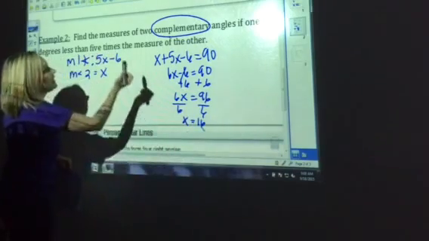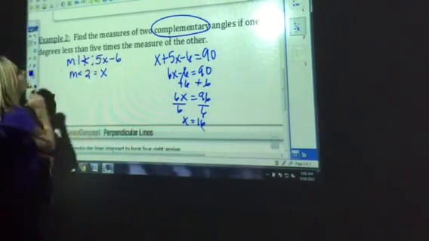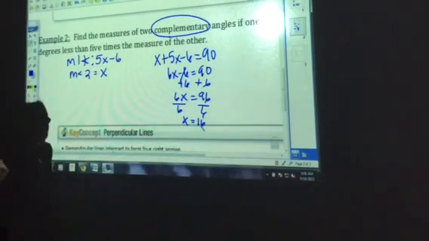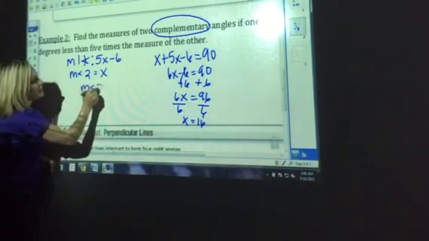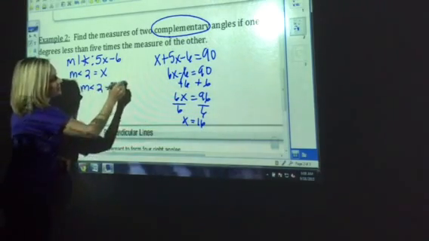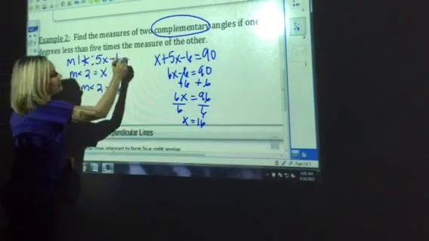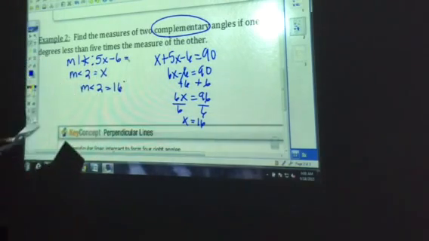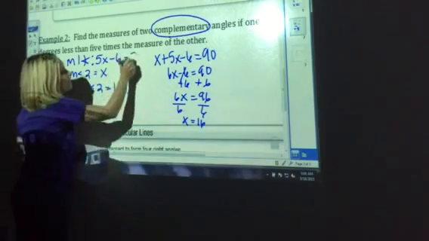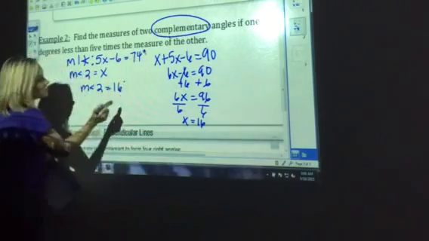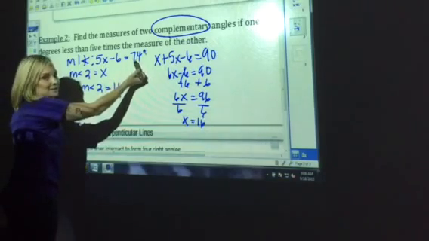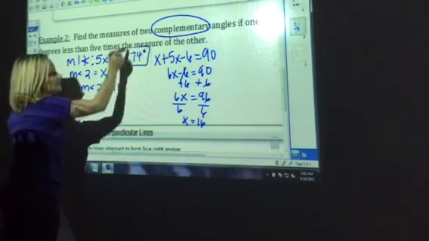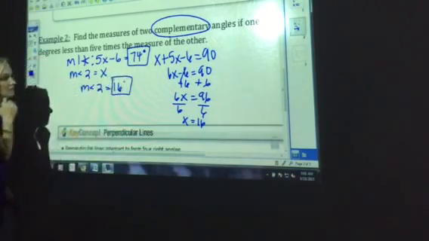So they want us to find the measure of each angle. So if angle 2 is x, then the measure of angle 2 is going to be equal to 16 degrees. And when I plug it in here, that's going to give me 5 times 16 minus 6, which gives me 74. You could, if you wanted to, say, well, if this is 16, then this one has to be 90 minus 16. So that would give you your 2 angles.